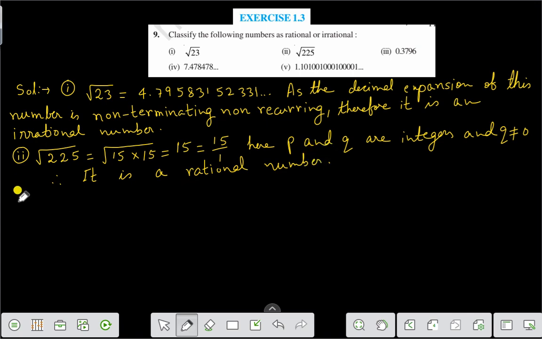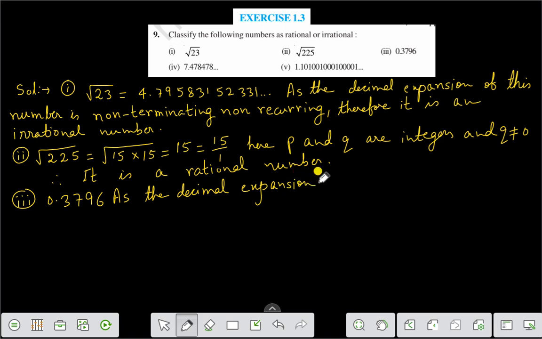Now question number 3 is 0.3796, and the decimal expansion of this number is terminating.